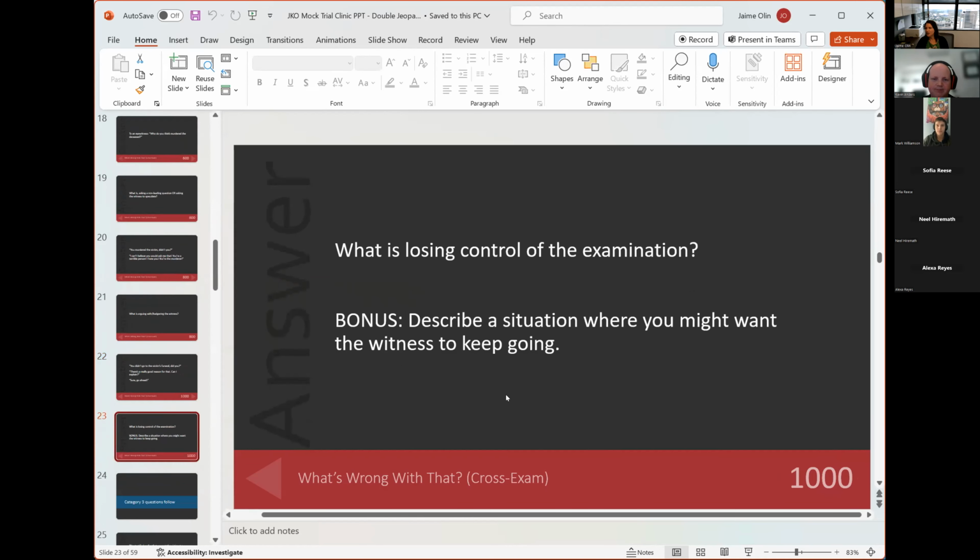Right, very good. It's losing control of the examination, basically. You're just letting the witness describe something that they want to do. And on cross, you don't want to give the witness a chance to do something that they want to do. And that's what asking an open-ended question like that, or like the situation that we saw, giving them a chance to explain their answer could do. But as a bonus question, and anyone can volunteer for this, can you describe a situation where you might actually want the witness to keep going?